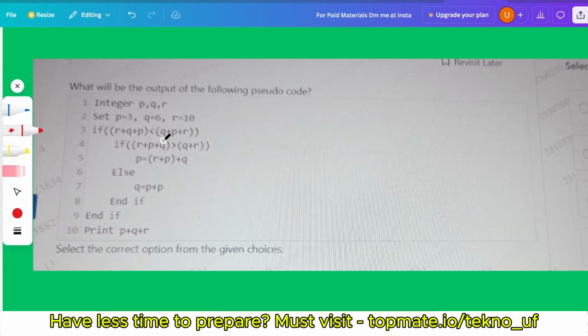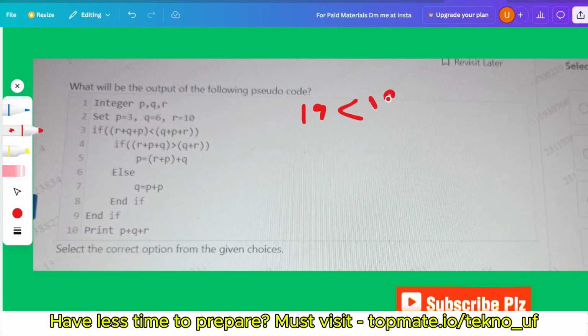and you start solving the problem. You can start calculating the value of p plus q plus r. Let's calculate that. 3 plus 6 is 9, 9 plus 10 is 19. So you start calculating this. Then you can also check if it is lesser than this value q plus p plus r. So q means 6, p means 3, that is 9 plus 10, that is 19.